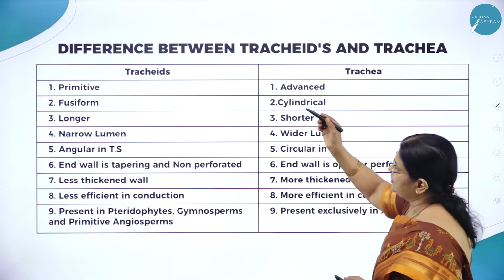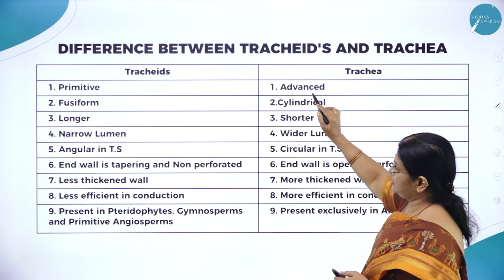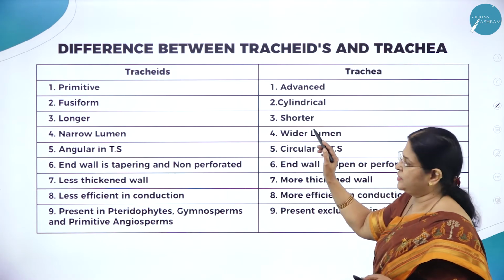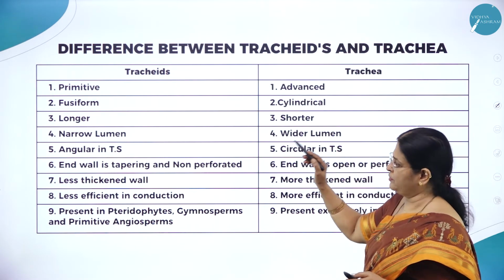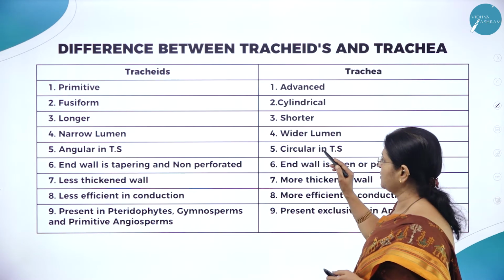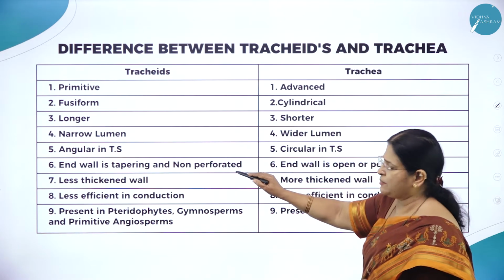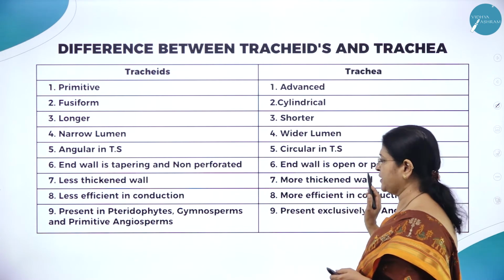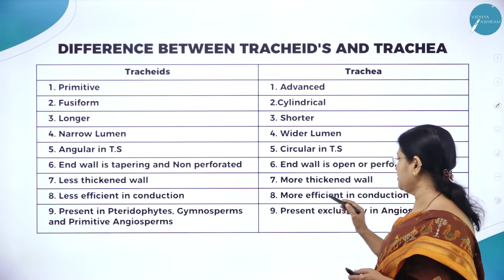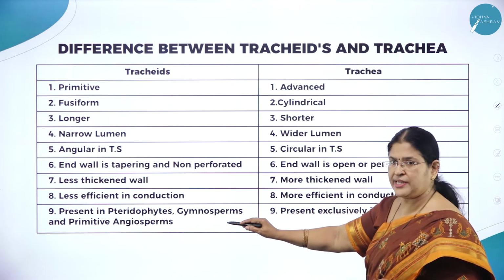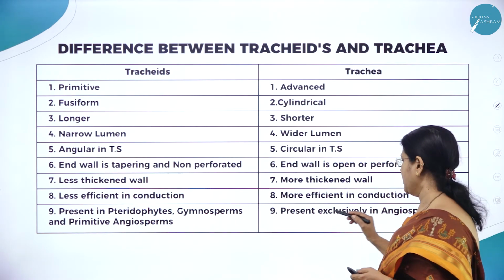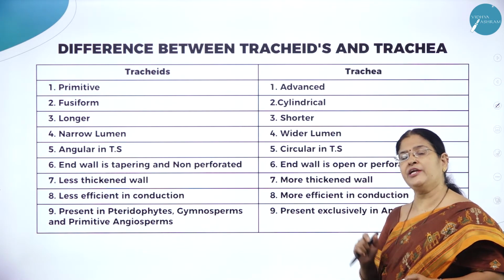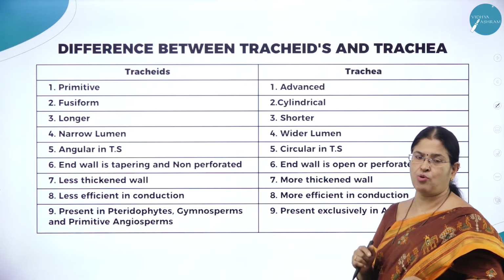I repeat once again, tracheids, they are primitive, advanced, fusiform in shape, cylindrical in shape, longer in size, shorter, then narrow lumen, wider lumen, then angular in transverse section, circular in transverse section, end wall is tapering and non-perforated, end wall is open and perforated, less thickened wall, more thickened wall, less efficient in conduction, more efficient in conduction, present in pteridophyte, gymnosperms and primitive angiosperms, present exclusively in angiosperm. So this is all about xylem, which is a very important conducting tissue, or it is a water conducting tissue.